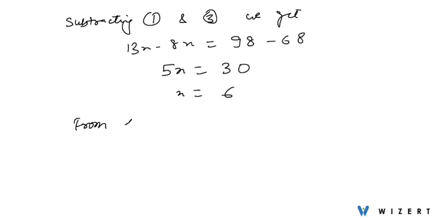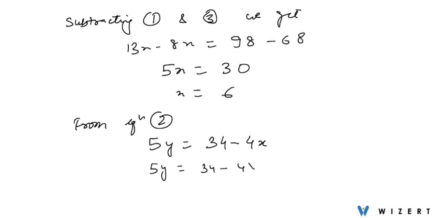Now with the help of any equation, let's say we are using equation 2, we can say 5Y is 34 minus 4X. From here, after substituting the value of X, we can obtain the value of Y. So 5Y is 10, hence Y is 2. So we have obtained X as 6 and Y as 2.